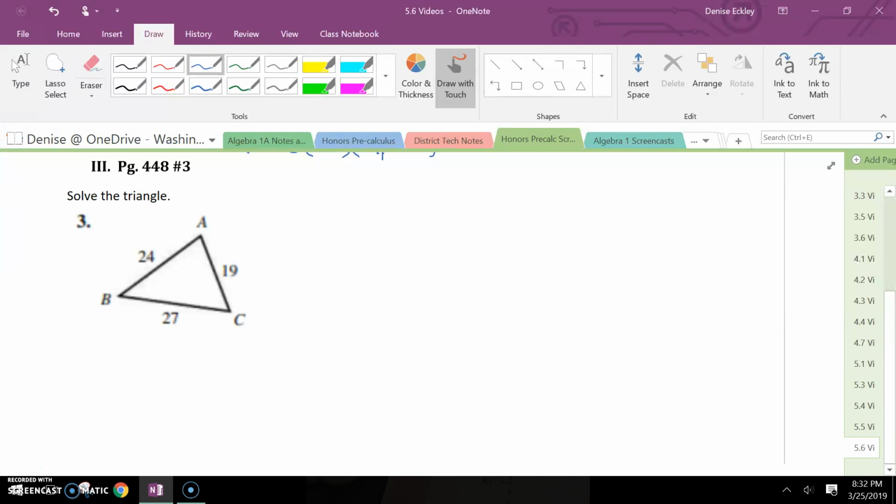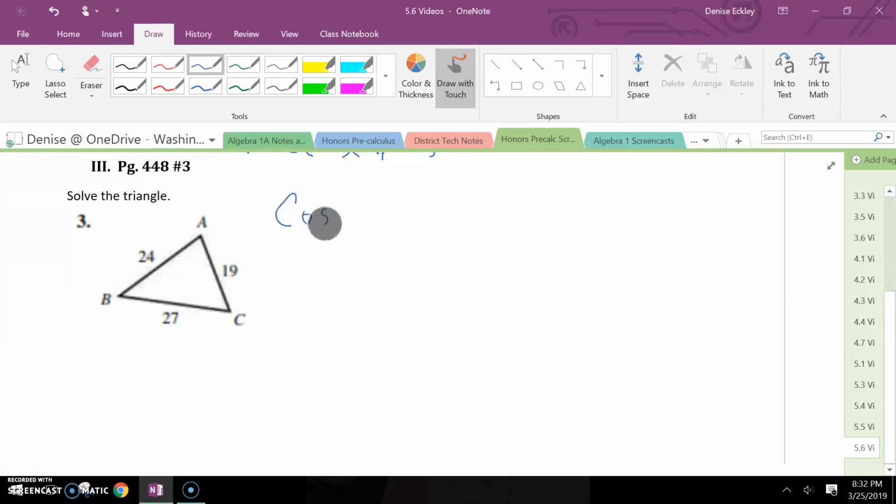Page 448, number 3. We're supposed to solve the triangle and the picture's given to us. In this situation, we're given side, side, side, which is also a perfect situation for law of cosines. So I'm going to start by finding the cosine of angle A, finding the inverse cosine.